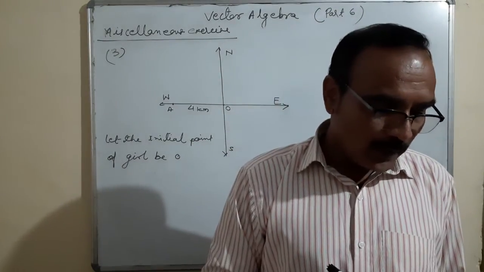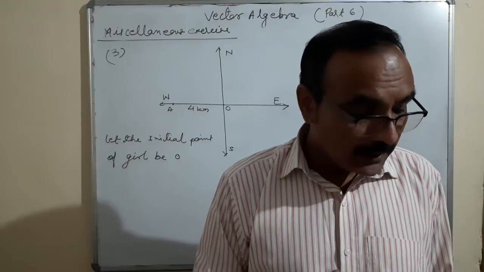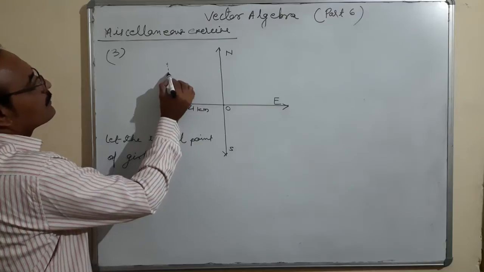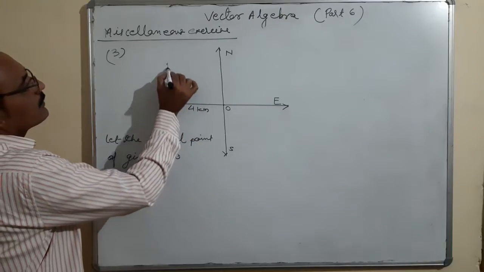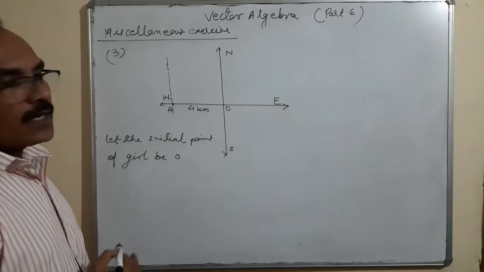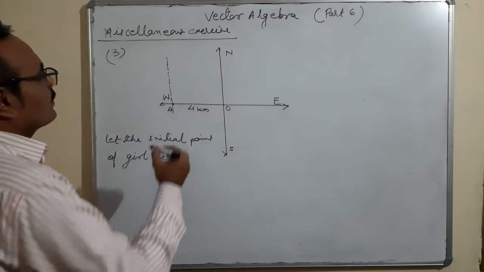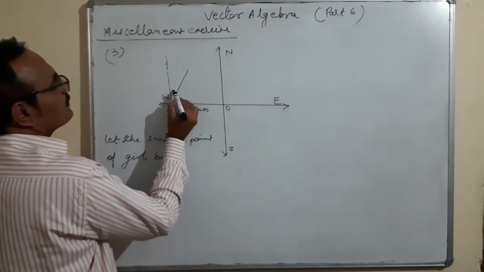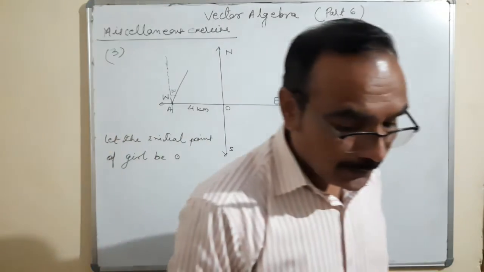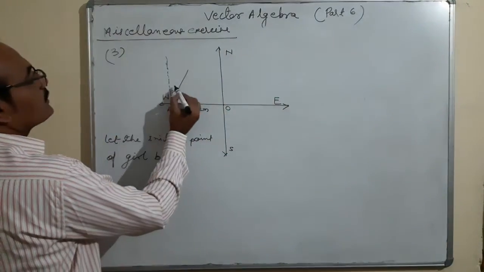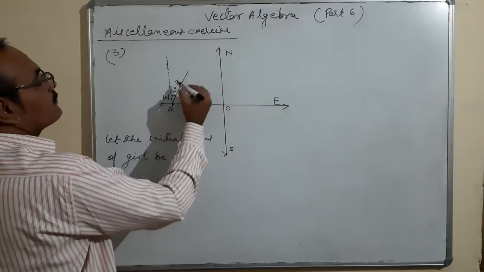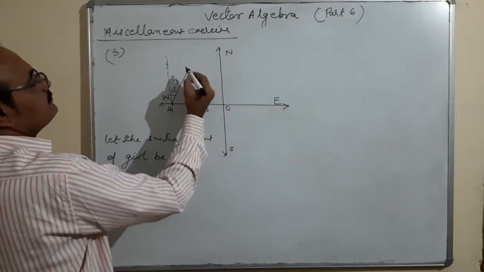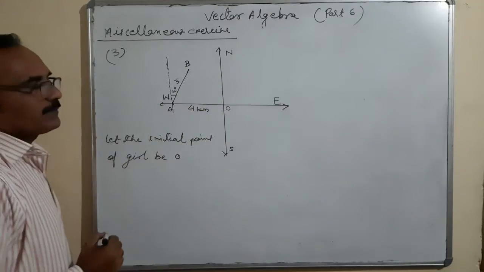Then she walks 3 kilometers in the direction 30 degrees east of north. From here, 30 degrees east of north, 3 kilometers. This is 3 kilometers east of north. Okay. Suppose this point is B.